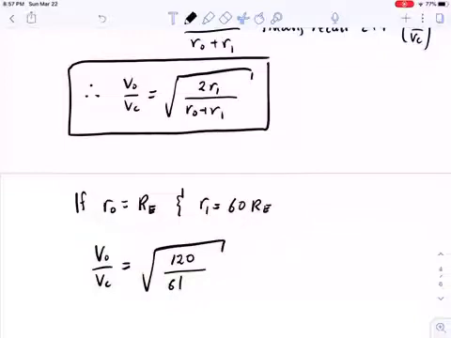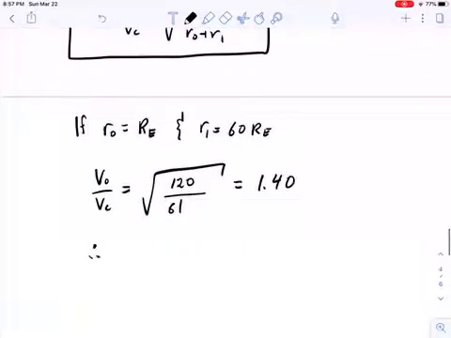And so that's about square root of 2. And square root of 2 is 1.41. If you put in the 61 instead of 60, you get 1.40. So therefore, we need a 40% boost in speed.